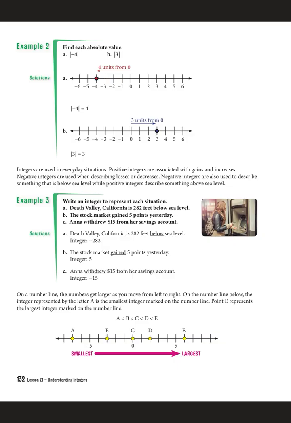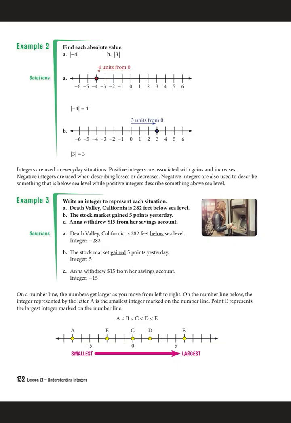So for part A, Death Valley, that would be negative 282. The stock market gained, so that would be positive 5 or just plus 5 or just 5. C, Anna withdrew $15, so that would be negative $15 from her account.